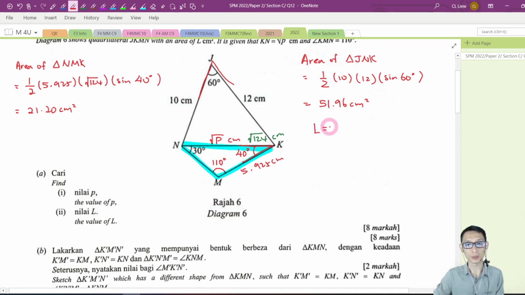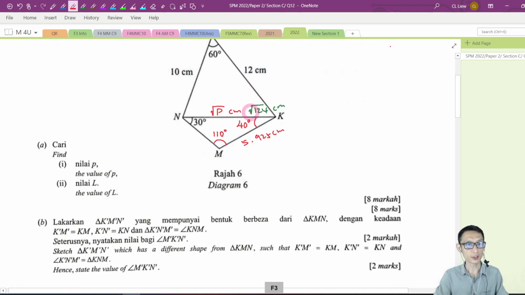So L will be equal to 21.20 plus 51.96. Okay. Our answer is 73.16. Okay, this is the value of L. Now let's look at the last part.